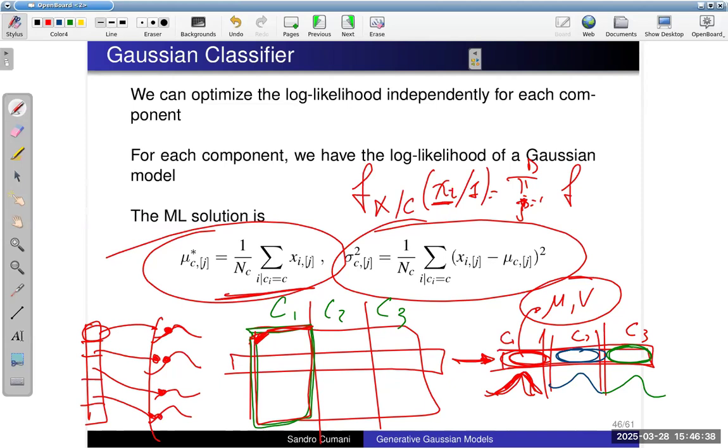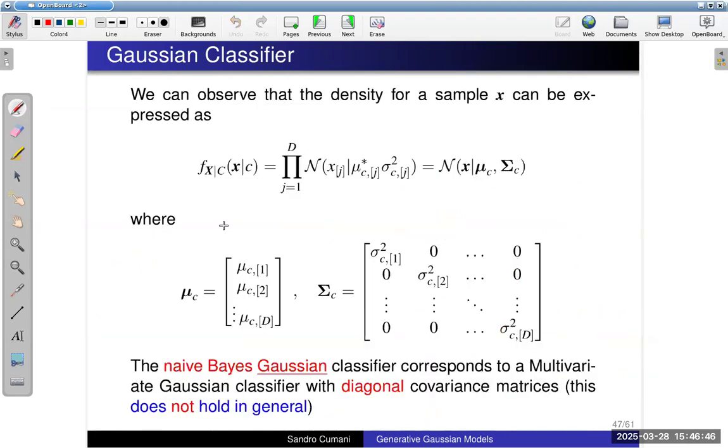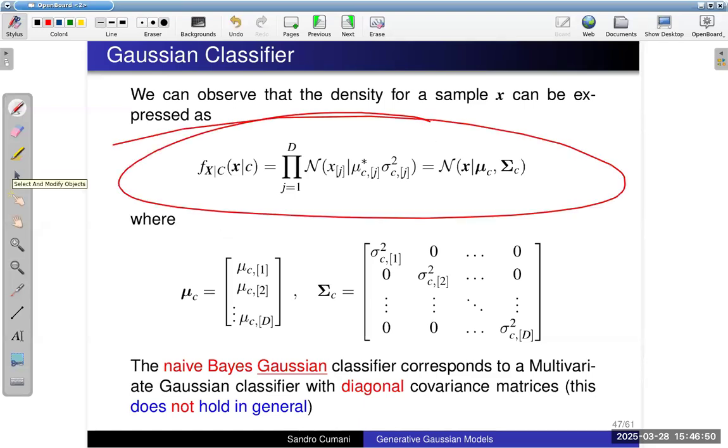I will multiply all this together. This will give me the density for that sample for class 1. We will actually do it in the log domain, but that's not a big issue. This is what this expression is doing. I take my x vector, its components. For each component, I compute the density using the parameters of the Gaussian that is associated to that class and that specific component, and I get the result.